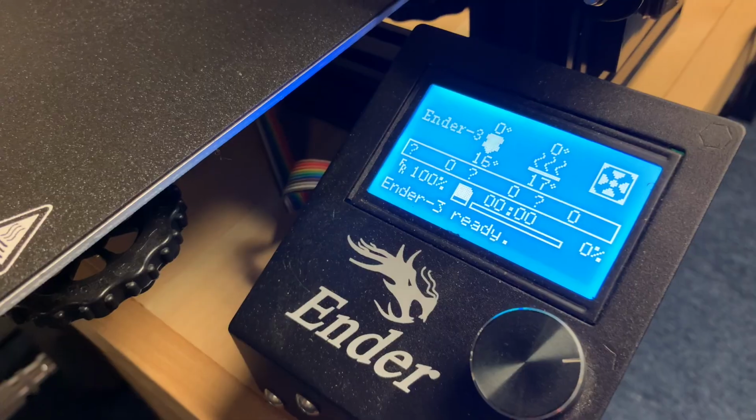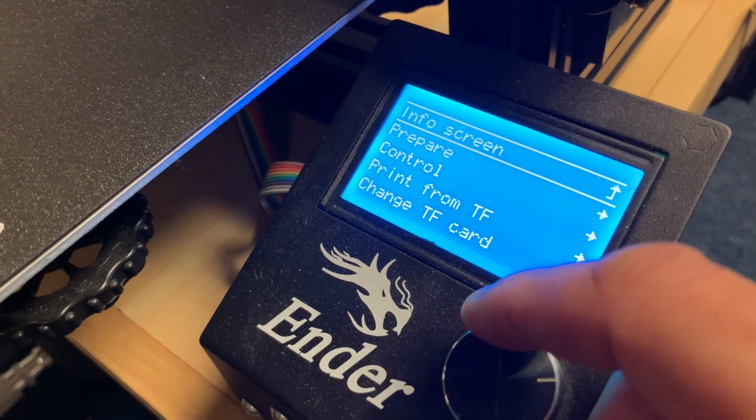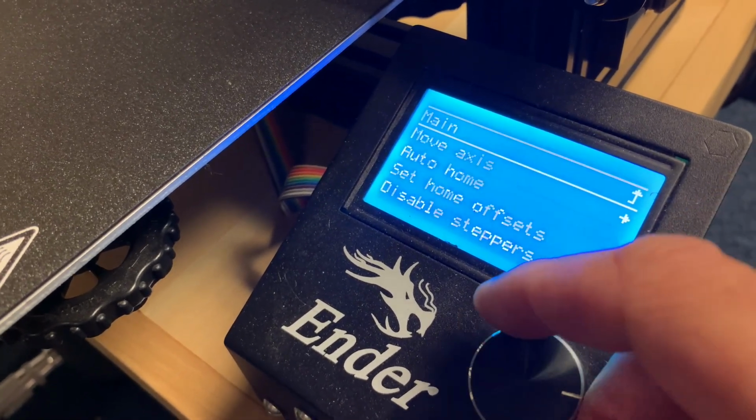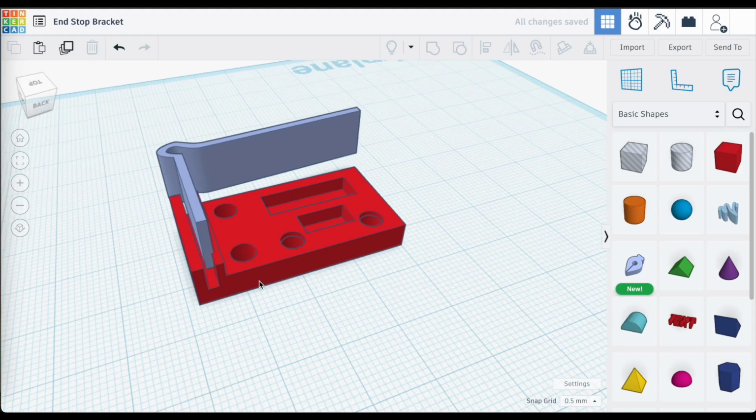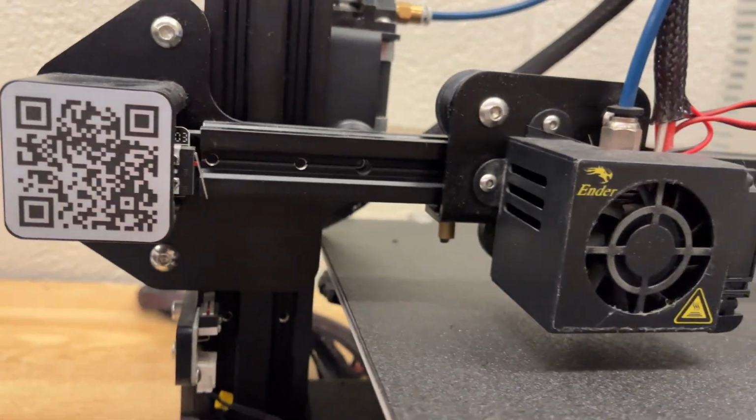Well, wrong. I needed this printer up and running in a day. So how did I solve this? By designing and printing my own solution. Okay, so let's backtrack a bit.